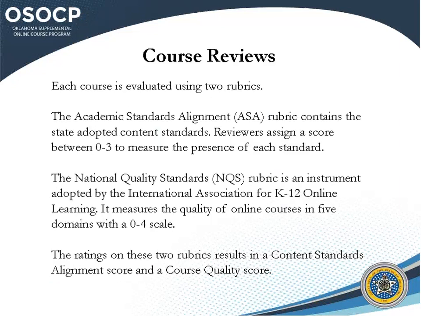Every course is evaluated twice, one time using a rubric for the academic standards alignment and one time using a rubric to look for national quality standards. The National Quality Standards rubric is an instrument adopted by the International Association for K-12 Online Learning, and it measures the quality of online courses in 5 domains. The ratings for those 2 rubrics are then published on the OSOCP website, and I'll show you that here in a moment.